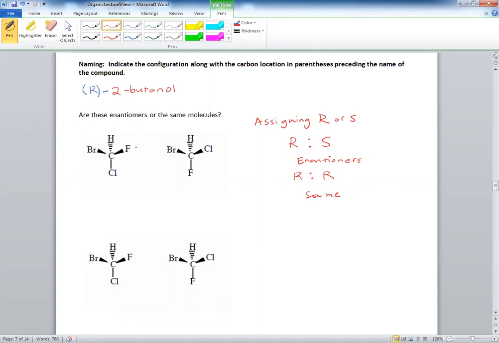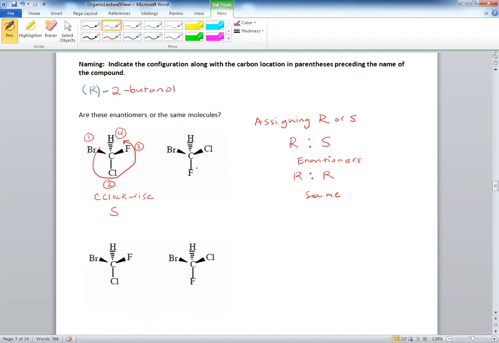So let's begin. Very simple example. Br would be number 1, Cl would be number 2, F would be number 3, and of course H would be number 4. So this goes from 1 to 2 to 3. And what movement is that? That's counterclockwise. That's an S. So that would be S.